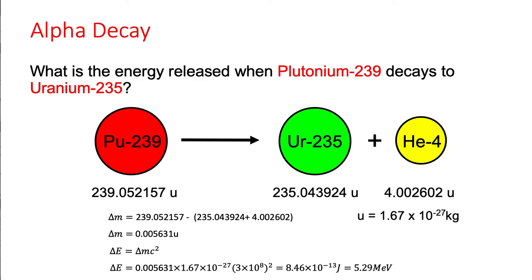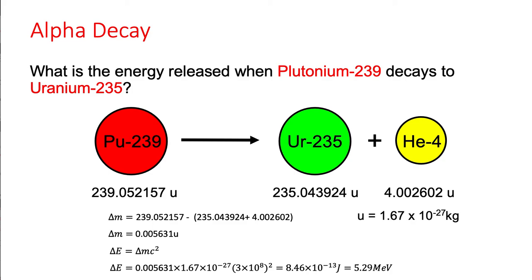What remains then is to multiply that U by c squared in order to turn this into an equation. So we've got our mass defect in terms of U, we've got the value of U in kilograms, and then we've got 3 times 10 to the 8, which is c, and that's squared. And it produces a value of 8.46 times 10 to the minus 13 joules. Very small, but remember this is just the energy released with one decay, and typically with radioactive decay, you would get a lot of decays and therefore a lot of energy.